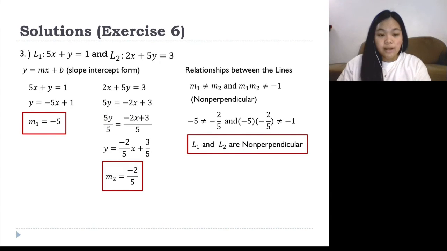For number 3, we have lines 5x plus y equals 1 and 2x plus 5y equals 3. For our first equation, transpose 5x, giving us y equals negative 5x plus 1, and its slope is negative 5. For our second equation, transpose 2x, giving us 5y equals negative 2x plus 3. Divide both sides by 5 and now we have y equals negative 2 over 5x plus 3 over 5. And the second slope is negative 2 over 5. The relationship between these lines is non-perpendicular, since their slopes are not equal to one another and their product is not equal to negative 1.